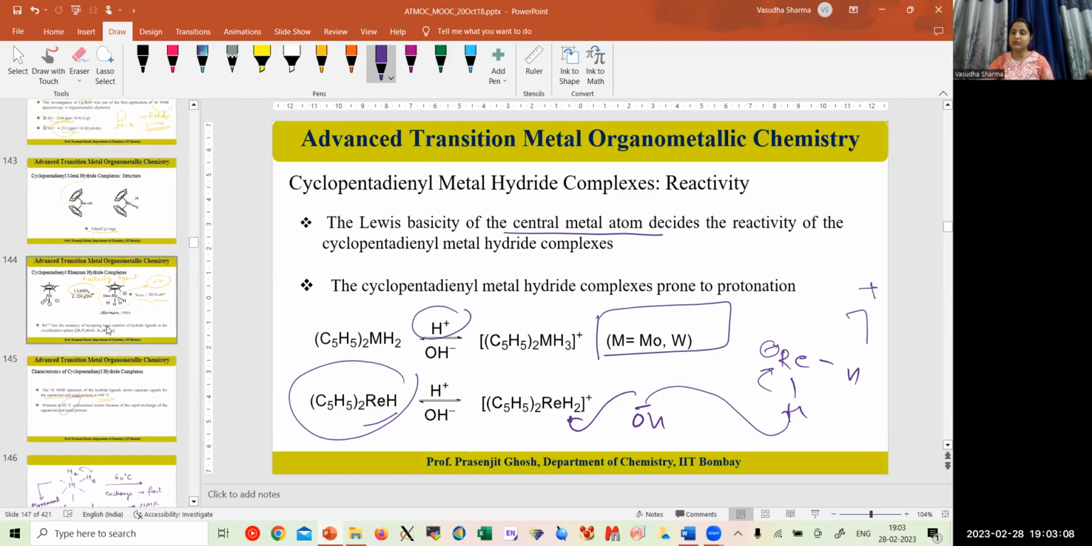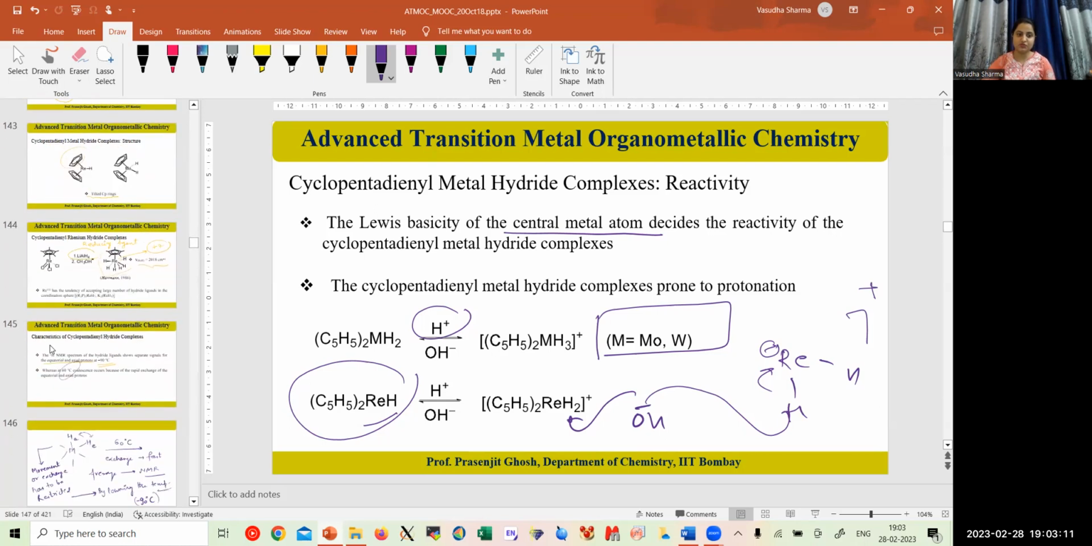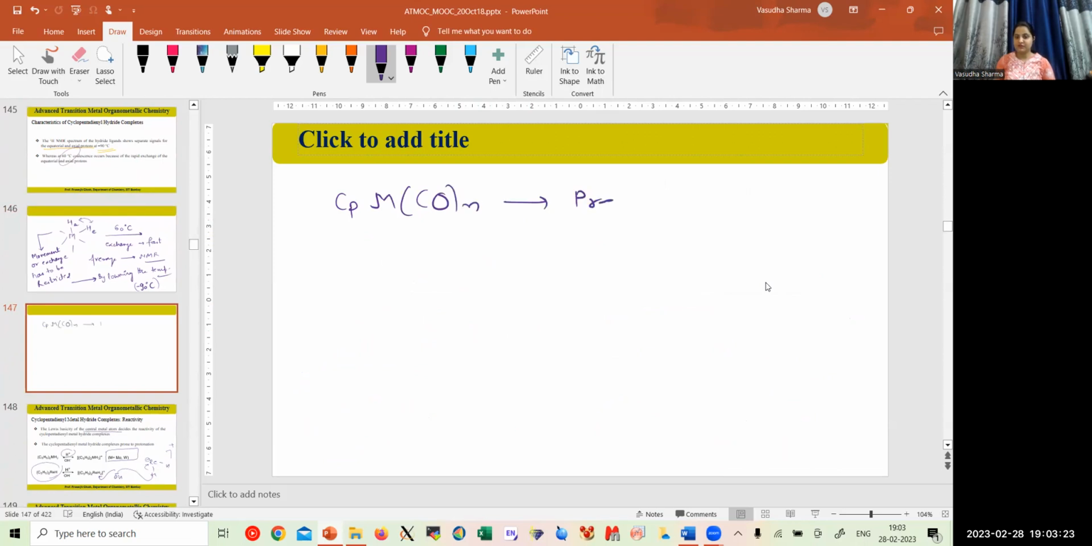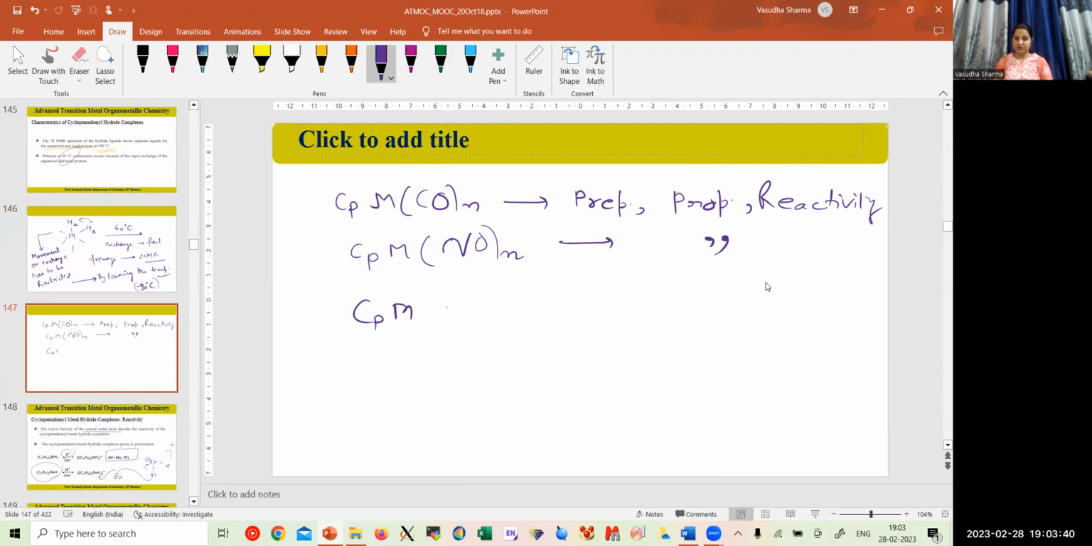So this was all about the basic concepts in week 4. In this particular lecture, we have covered CpM(CO)n, their preparation, properties and reactivity. Then we saw how NO can be formed from CO, their reactivity, properties, and a mixture of CO and nitrogen. And the last complex that we saw is the metal hydride, the same way, their properties, reactivity, and their basicity to get protonated easily.